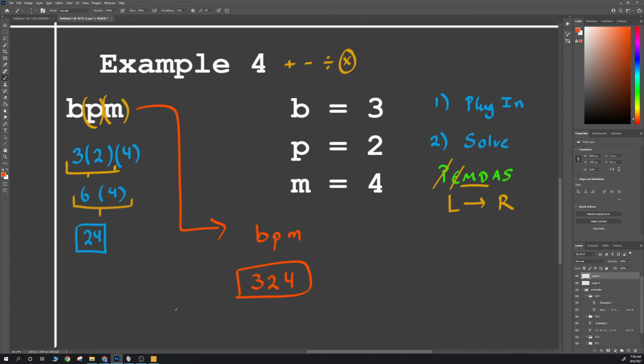Gotta remember, folks. You gotta remember. If you don't see any operations, that's what these things are called, addition, subtraction, multiplication, and division, by default, your brain should go, that's multiplication. This isn't 324, this is 3 times 2 times 4. This isn't B in the hundreds place, P in the tens place, M in the ones place. It's B times P times M. If you can keep that in mind, and you can remember PEMDAS, working left to right, you will never get another one of these wrong.